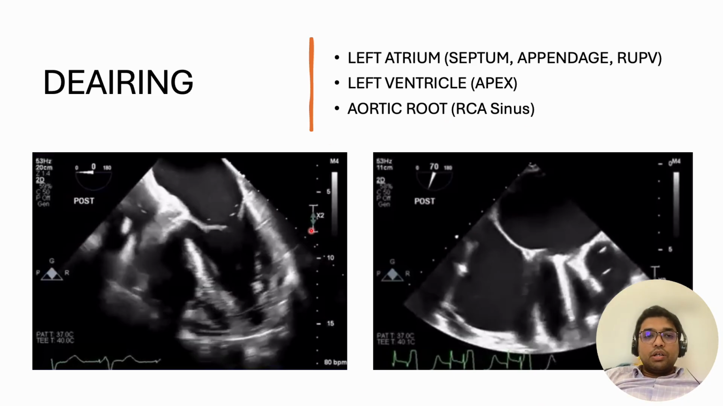And here in the left side of the image, you can see there are multiple small micro air bubbles. But in the right side of the image, in the midesophageal RV inflow outflow view, you can see over here there is a large air bubble that you can see in the septum in the anterior part of your left atrium, and it is forming an acoustic shadow also. So this is an air bubble that we have to be very much careful that these are not present in the heart after successful deairing.